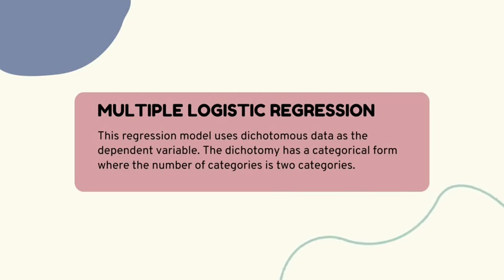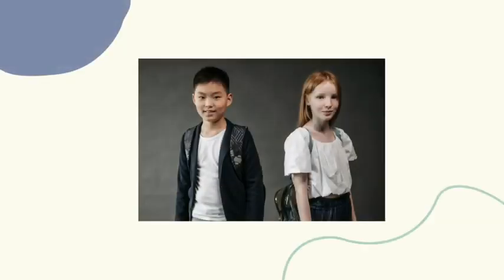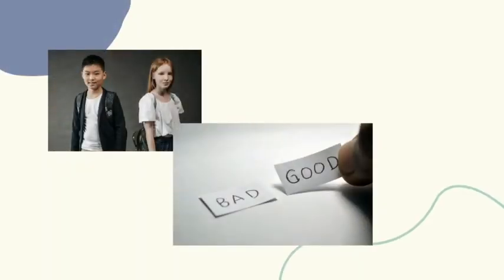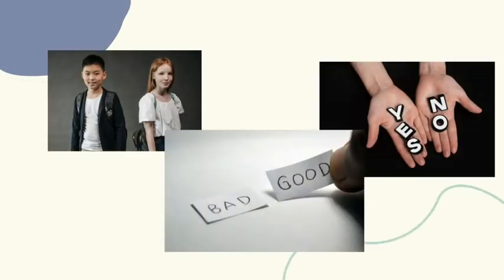First is multiple logistic regression. This regression model uses dichotomous data as the dependent variable. The dichotomy has a categorical form where the number of categories is 2. An example case is boy and girl. Good or bad? Yes or no? That is an example for the dependent variable.